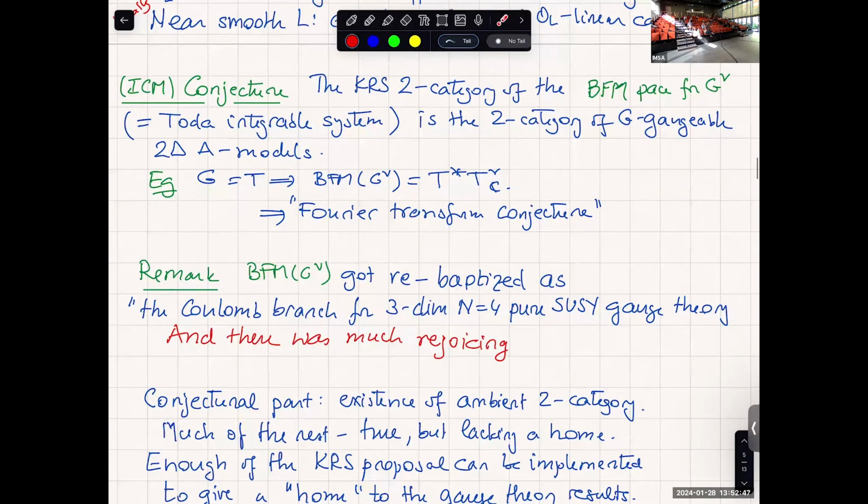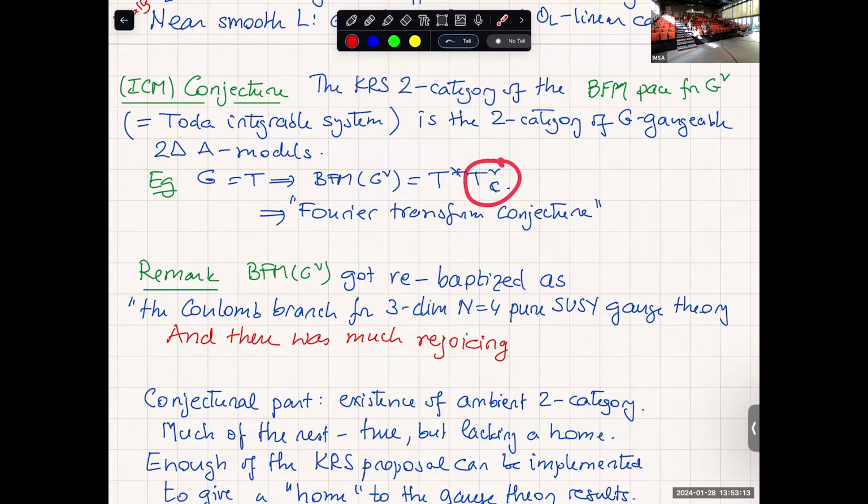And what I proposed a long time ago is that the correct notion of TQFTs with G action generated by categories, by topological categories, should be the 2-category associated to the total space of the total integrable system for the Langlands dual group. In the case of a torus, it is a cotangent bundle. We could call that a Fourier transform conjecture.